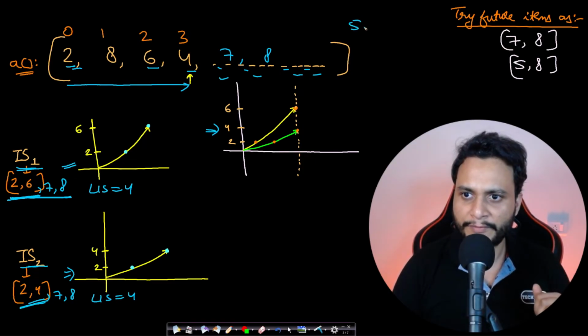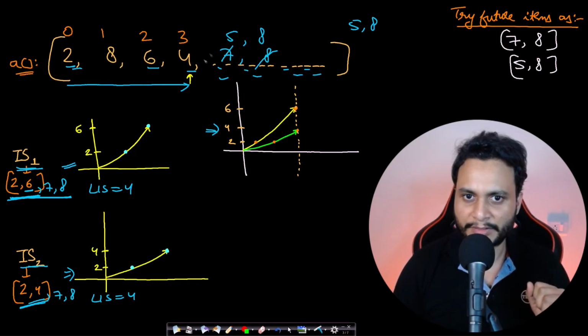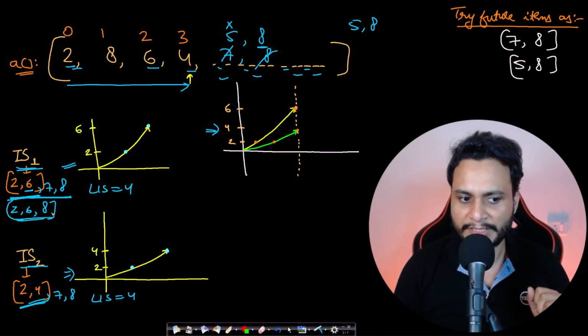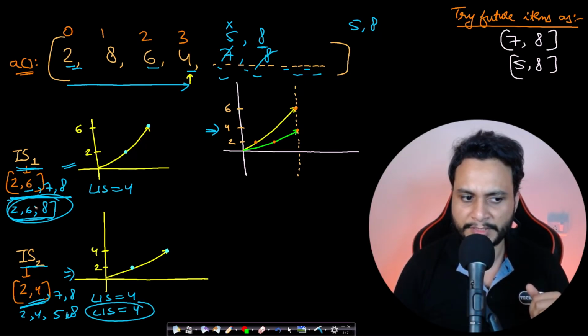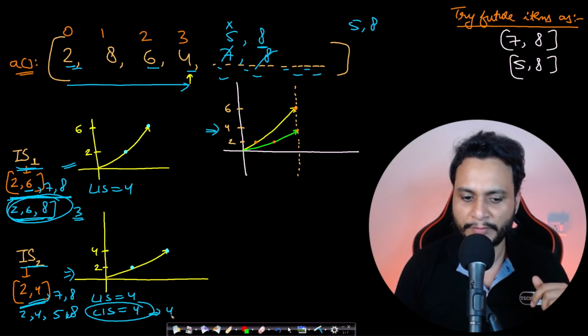And if I give you 5, 8, so let's say 7, 8 were not present but 5, 8 were present, can you append this 5 after 6? You cannot append it. There is no chance that 5 can be appended, but only 8 can be appended. So you get a longest increasing subsequence of length 3 here, 2, 6, 8, while in the second one you can append 5 after 4 and you will get 2, 4, 5, 8, which gives you a LIS of length 4. So if you compare this, the first subsequence is giving you only length 3 while the second one is giving you length 4.